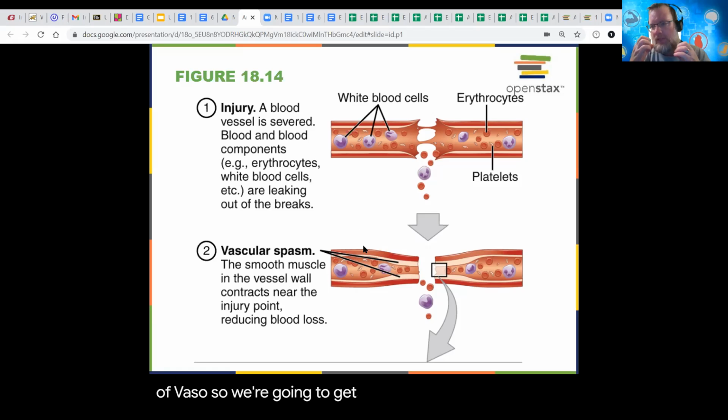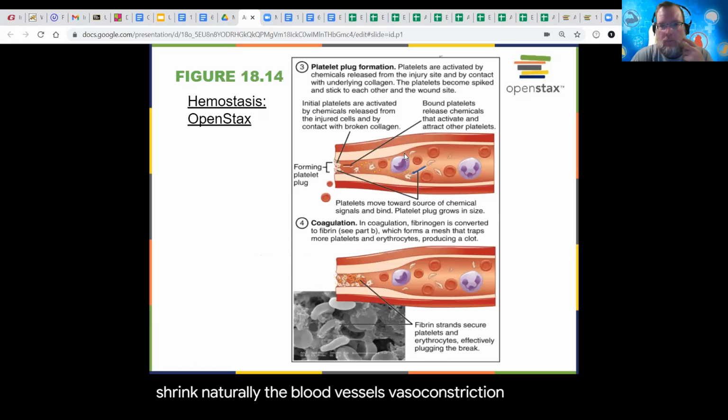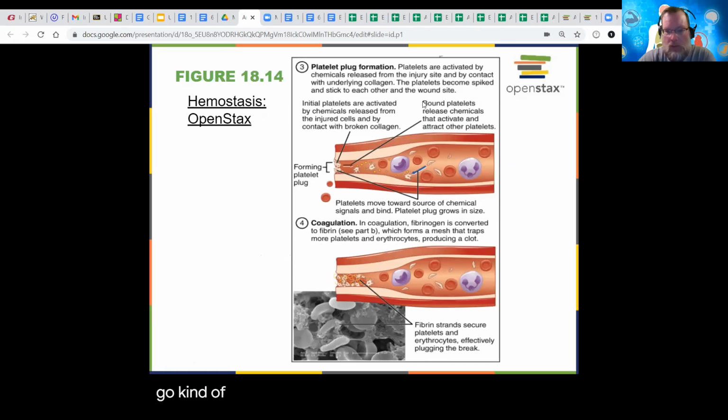So we're going to get some vascular spasm, or vessels spasming. Vascular means vessel. So you're going to get that smooth muscle spasming. So we shrink up. This makes sense, right? We don't want a bunch of blood to continue flowing out and leaving the compartment. So we're going to shrink naturally the blood vessels, vasoconstriction. Then we go kind of blow up.